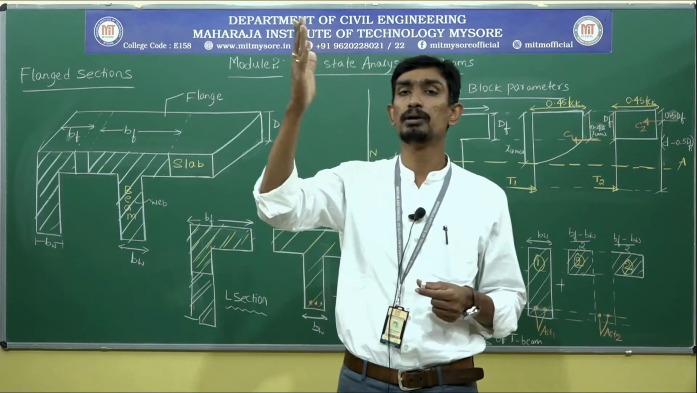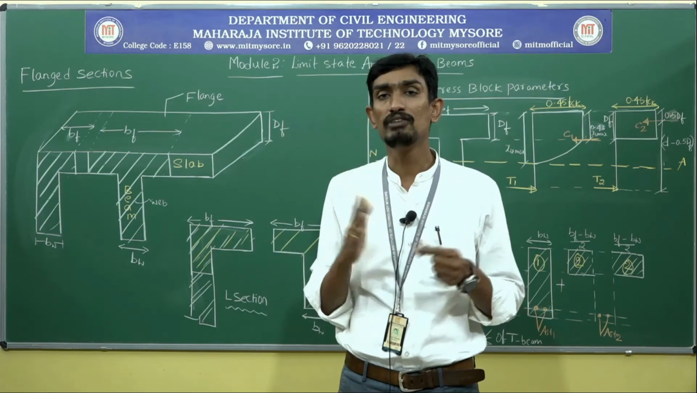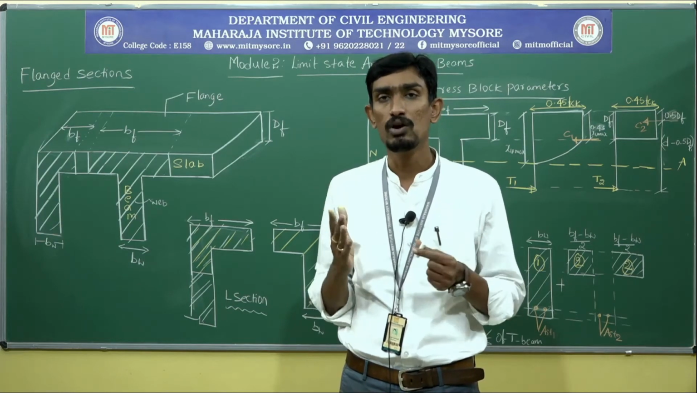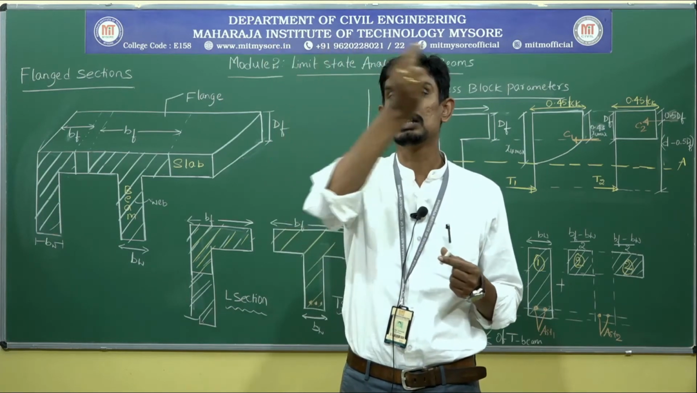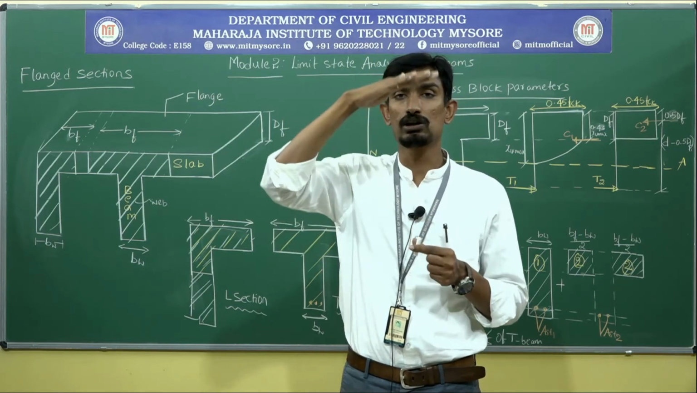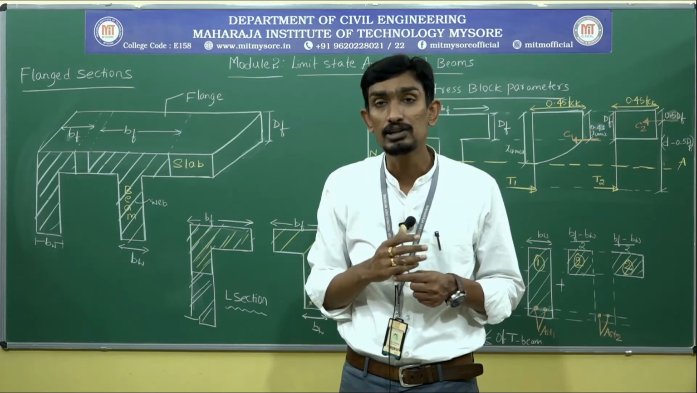And whatever you are seeing on the roof will be acting like a T-beam. A very simple example you can see on the roof: the beam that is running will be the web portion, and the slab resting on the beam is called the flanged portion.